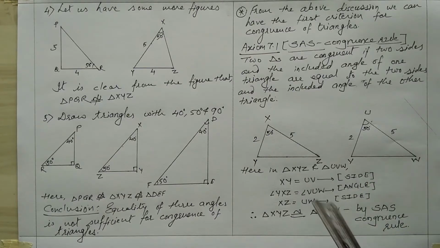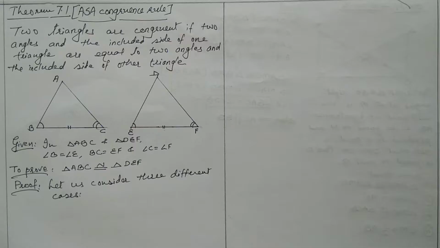So we can say triangle XYZ is congruent to triangle UVW by side angle side, SAS congruence rule. Hope you have understood this discussion. Let us consider Theorem 7.1, angle side angle congruence rule. Two triangles are congruent if two angles and the included side of one triangle are equal to two angles and the included side of the other triangle.